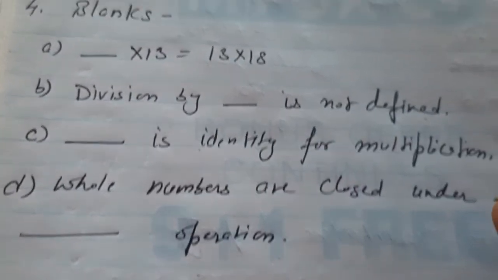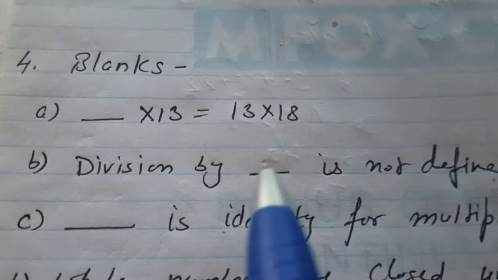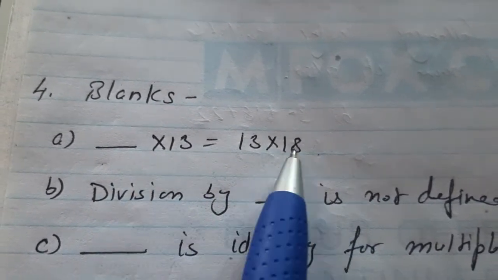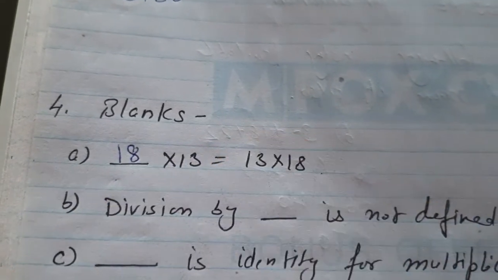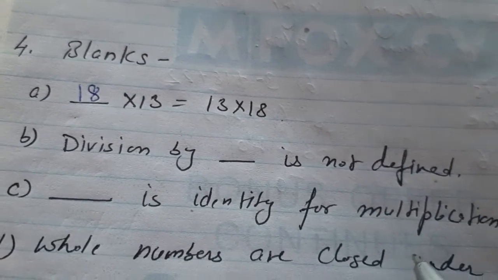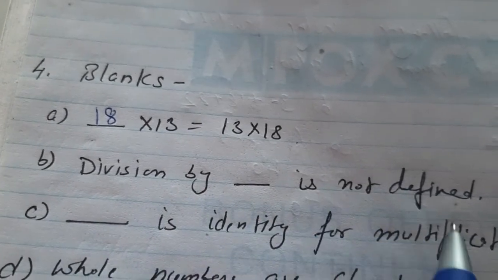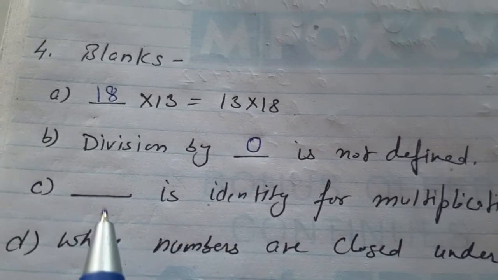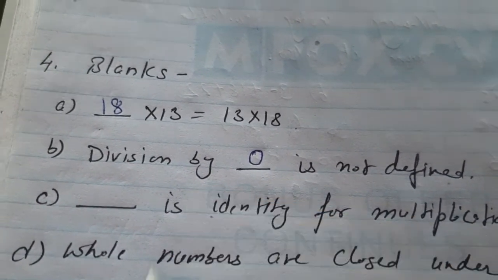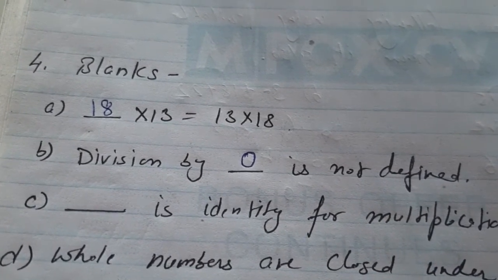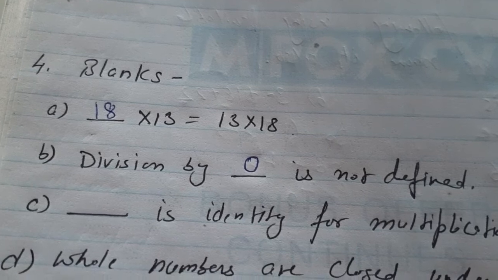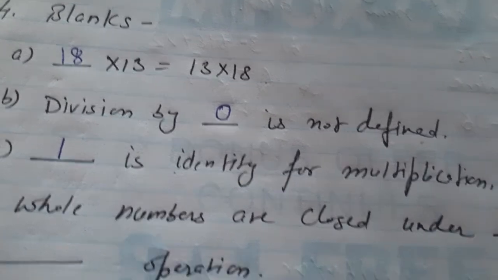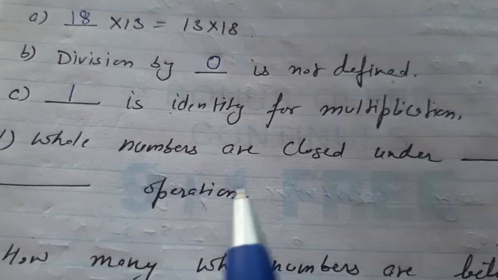Next is the blanks. So let us solve these blanks. Dash multiply 13 is equal to 13 multiply 18. So both are equal, so it means commutative property is holding here, so here it will become 18. Division by dash is not defined. We know division by 0 is not defined. Dash is the identity for multiplication. Multiplication की identity क्या है? If we multiply any whole number with 1, then its answer comes out to be the same number itself. So 1 is the identity for multiplication.